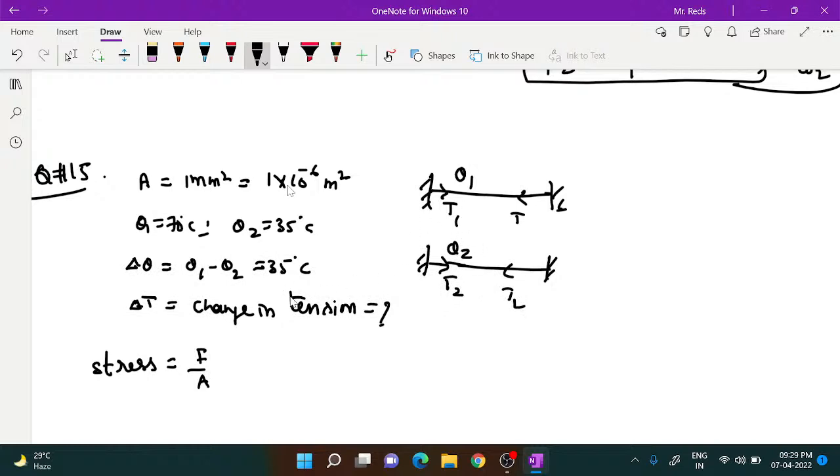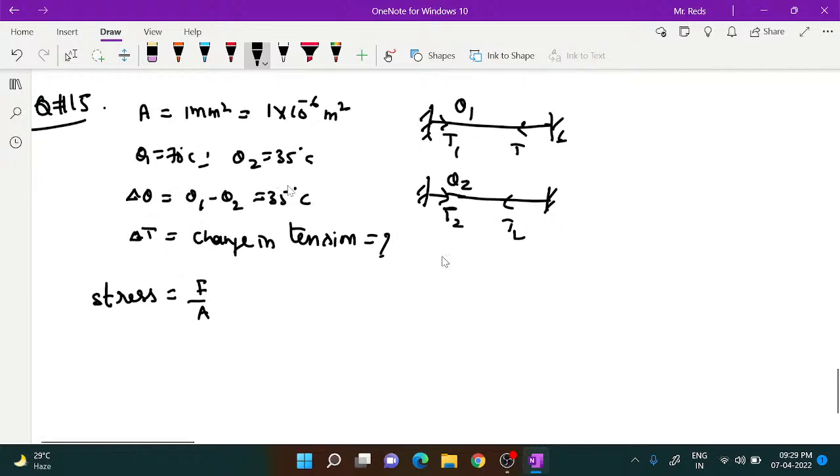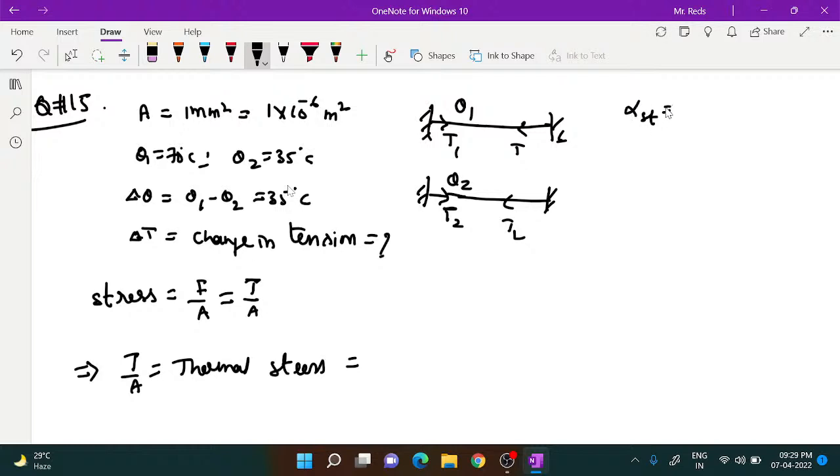So when this change of temperature is happening, what is the change in tension? That is the question. The tension is nothing but force. Stress is force by area, right? The force here is nothing but the tension, so you can take it as T by A. Stress equal to T by A. But this stress is nothing but thermal stress. This can be expressed as T by A is equal to thermal stress. Here, if you observe, few more things are given in the data. I forgot to note them down. What are those? Alpha of steel is equal to 1.1 into 10 to the power minus 5 per degree Celsius, and Young's modulus of steel is equal to 2 into 10 to the power 11 Newton per meter square or Pascal.